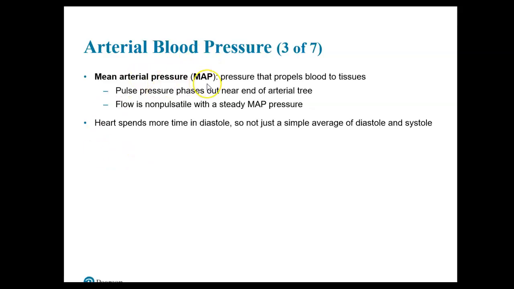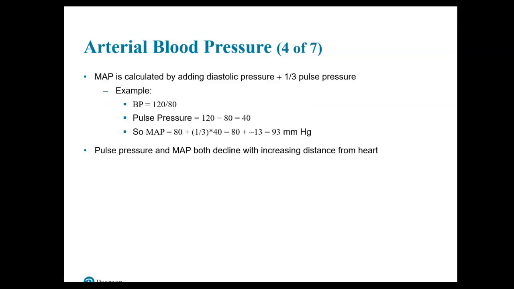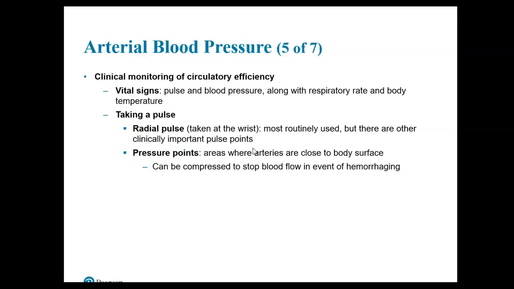Mean arterial pressure, MAP, is the pressure that propels blood to tissues. This is the pressure that is needed to get the blood from your capillaries to your tissues. Blood pressure average is 120 over 80. Pulse pressure average is 40. And then the mean arterial pressure, you can look at that on your own time. I didn't see a lot of questions about that.